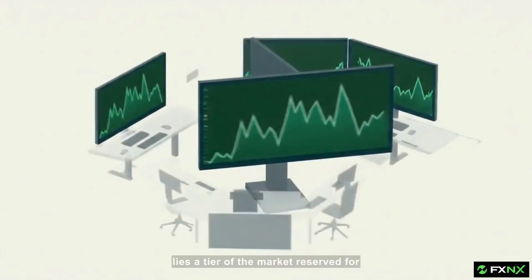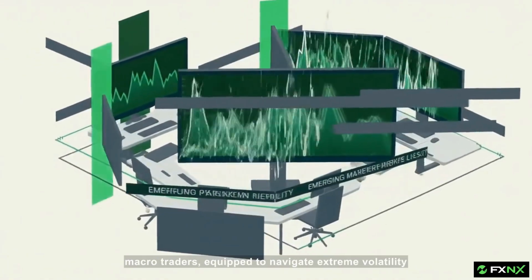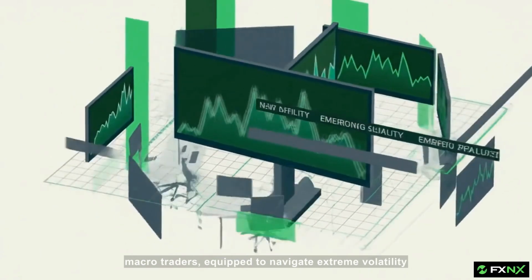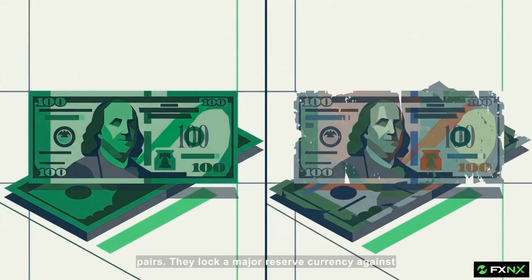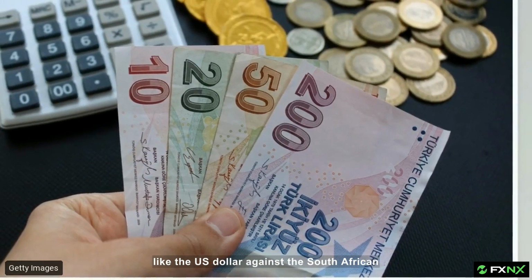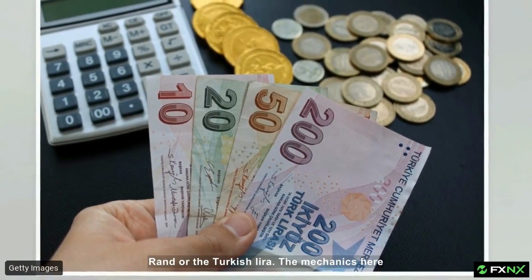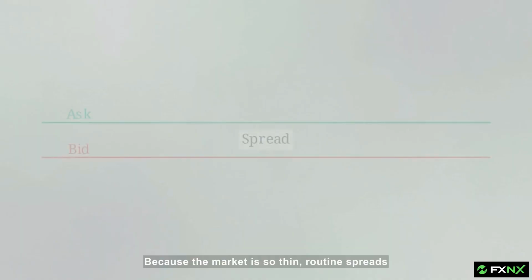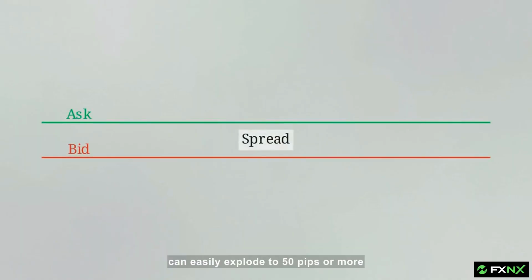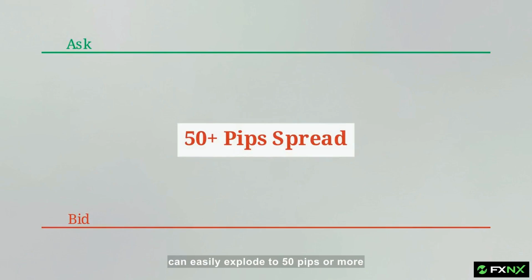Beyond the minors lies a tier of the market reserved for macro traders equipped to navigate extreme volatility and high structural costs. These are the exotic pairs. They lock a major reserve currency against the fiat of an emerging or developing market, like the US dollar against the South African rand or the Turkish lira. The mechanics here are harsh. Institutional volume is extremely low. Because the market is so thin, routine spreads can easily explode to 50 pips or more in the blink of an eye.